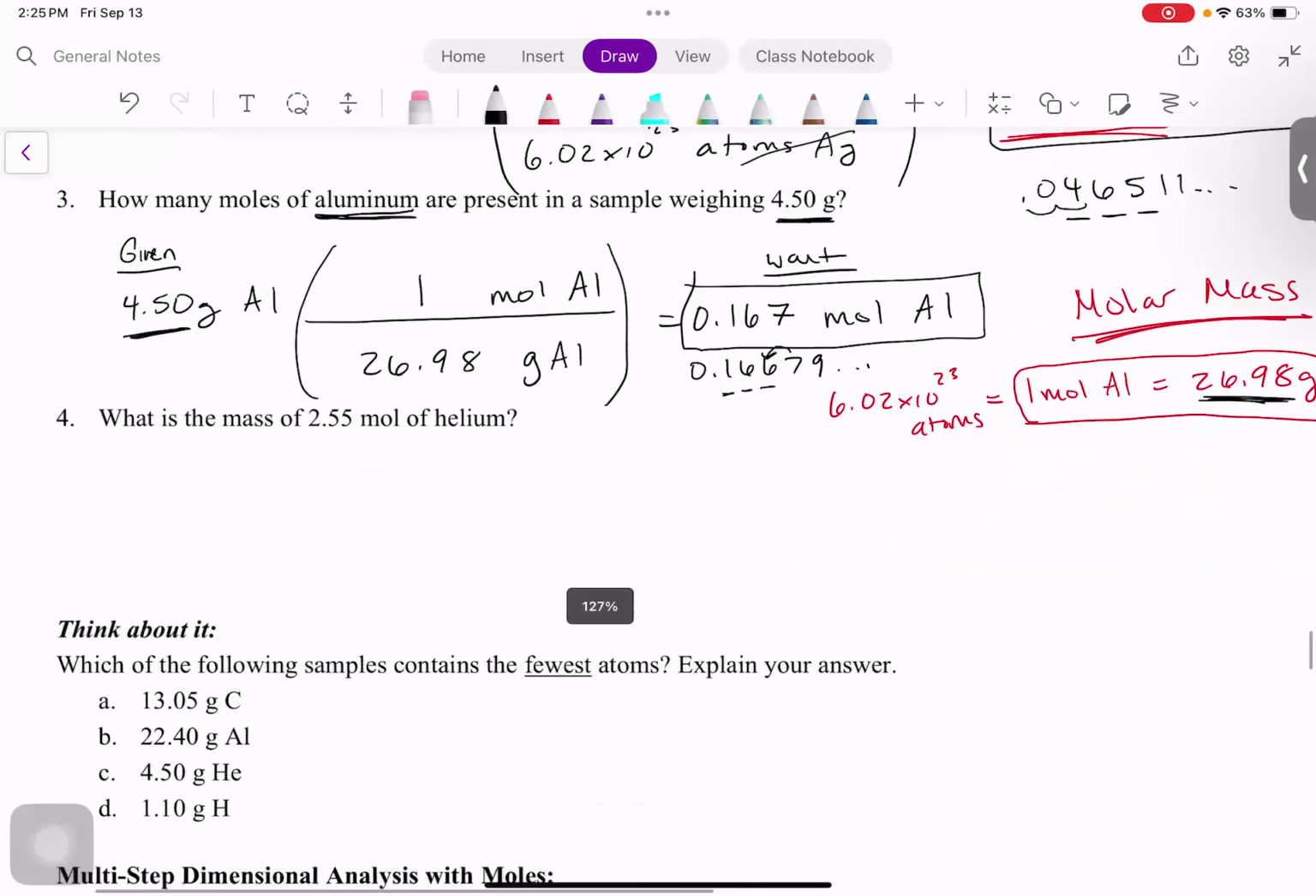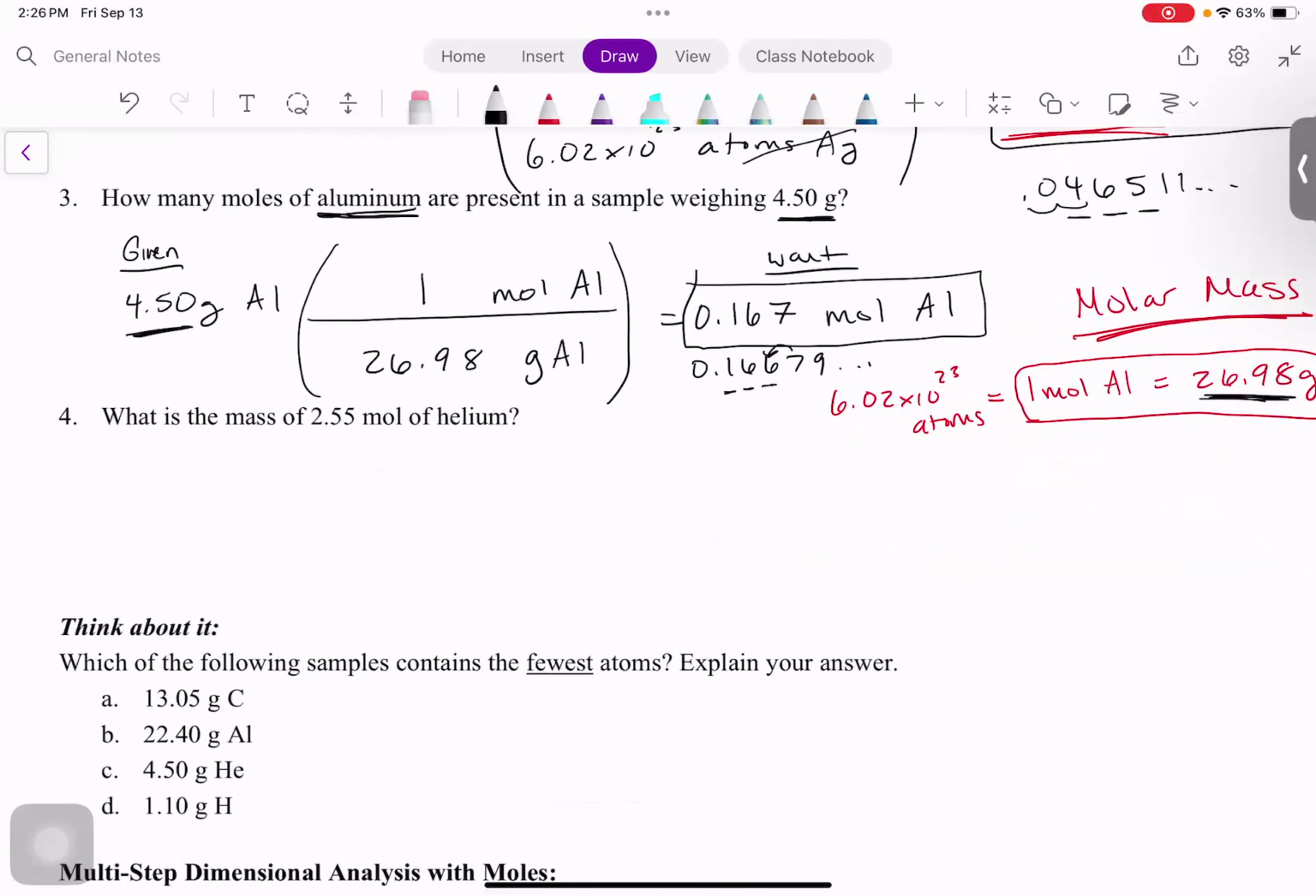So lastly here, what is the mass of 2.55 moles of helium? So again, mass and moles is what I'm dealing with. So if I'm converting between mass and moles, I should use the molar mass. That's why it's called the molar mass. We use it to convert between moles and mass. So the molar mass of helium is 4.00 grams of helium are equal to 1 mole of helium. So that is the mass of 1 mole of helium. It's the mass of 6.02 times 10 to the 23rd atoms of helium.